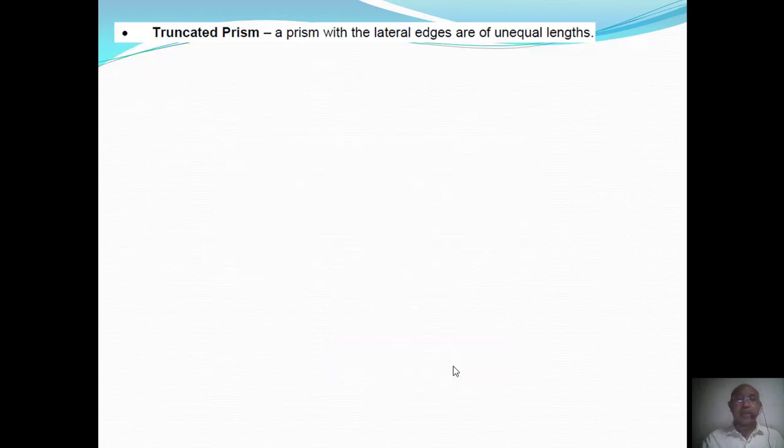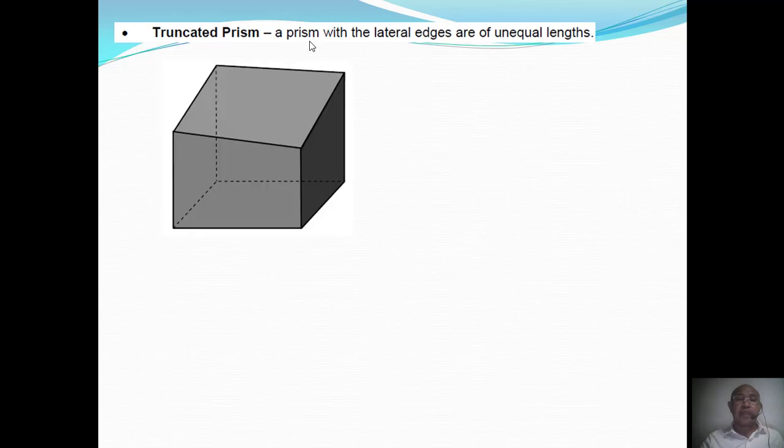Okay, we have here a truncated prism. When you say truncated, that means a part remaining of a prism when you cut. To truncate is to cut. And so a prism with lateral edges of unequal length, because this is the remaining part after we cut a prism. So we have a figure of a truncated prism.